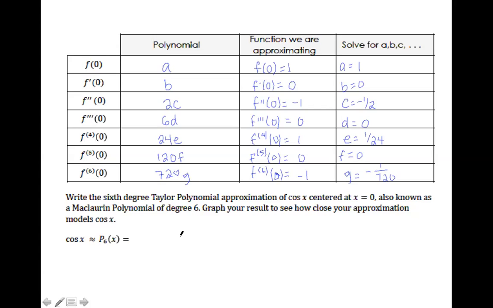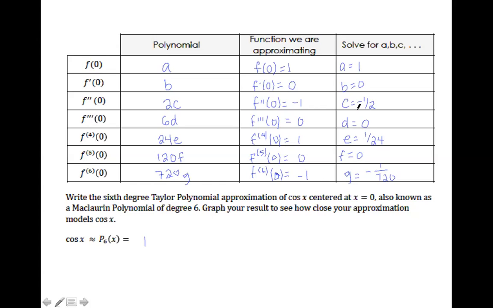So we are going to write this, and this is how we write it. This is our approximation for a Taylor polynomial. We do this P subscript 6 of x. We're using it to approximate cosine x. So I'm going to write all that we have in here, putting these variables in and substituting to figure out our cosine function. So this would turn into 1.